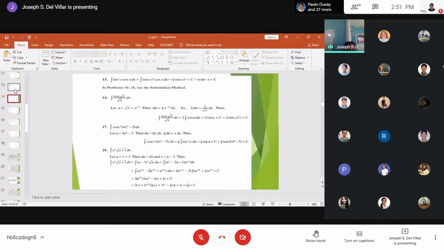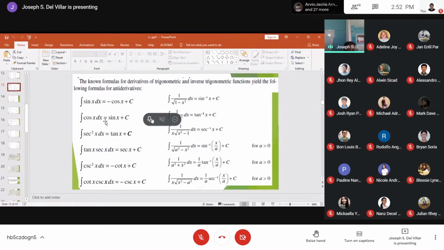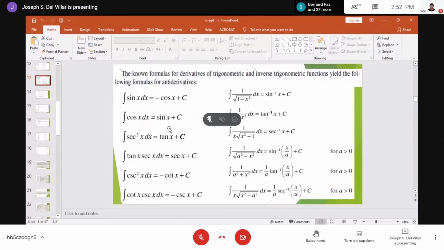Okay, so let's go back to the formula. The integral of sine x dx, provided dx is an exact differential of the angle x. Okay? So if dx is already an exact differential of the angle x, then the integral of sine x dx is negative cosine x plus c. Similarly, the integral of cosine x dx, provided that dx is an exact differential of the angle x, the answer to the integral of cosine x dx is positive sine x plus c.